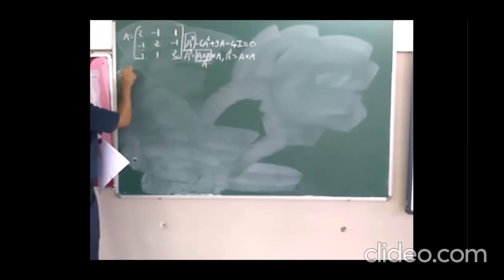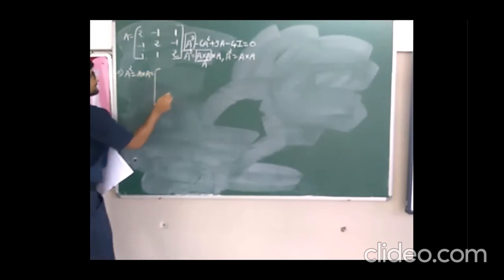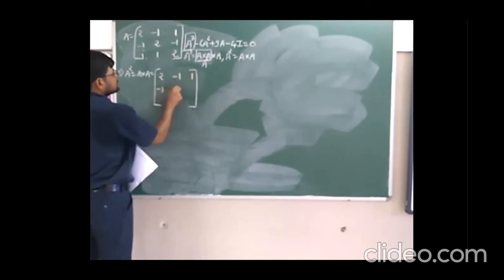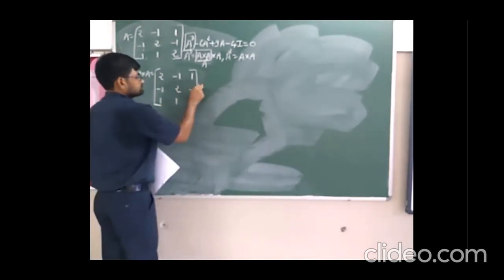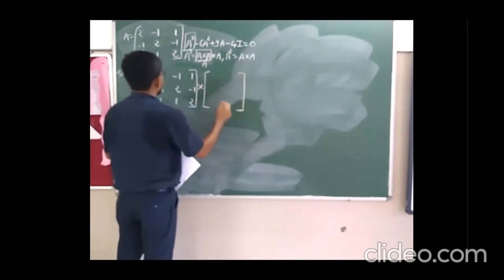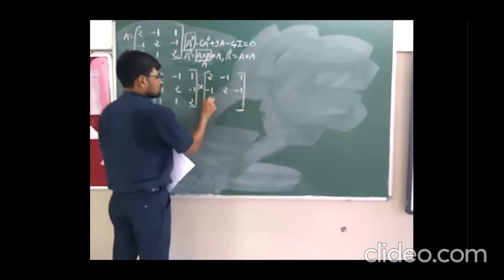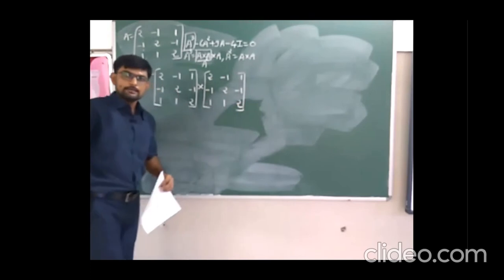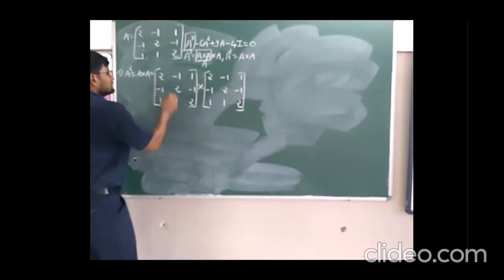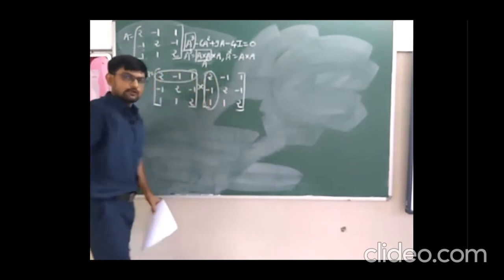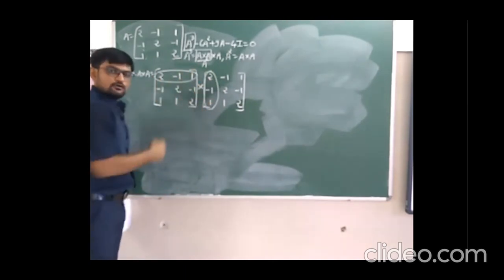So first we'll find a square, that is a into a. So first we'll write matrix A, that is 2 minus 1 1, minus 1 2 minus 1, 1 1 2, into, again multiply it by A, 2 minus 1 1, minus 1 2 minus 1, 1 1 and 2. Okay, now again we'll multiply row into column. Okay, so first we'll multiply first row into first column.